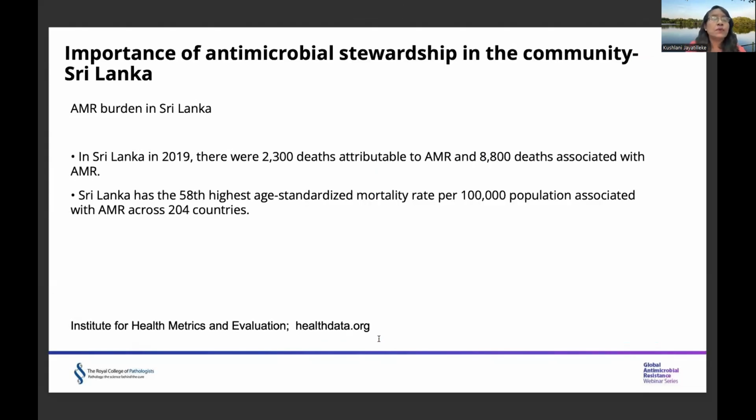If you look at this report of the Institute for Health Metrics and Evaluation, they have reported that in 2019, 2,300 deaths were attributed to AMR and 8,800 deaths associated with AMR from Sri Lanka. But I'm sure it's much more than that. And they also report that Sri Lanka has the 58th highest age standardized mortality rate per 100,000 population associated with AMR across 204 countries.